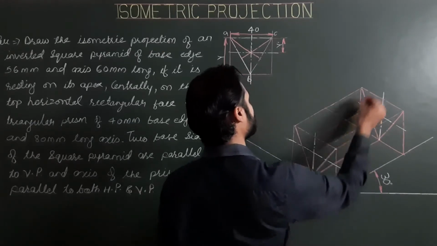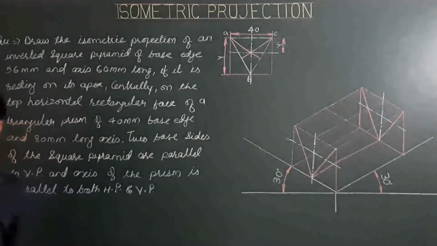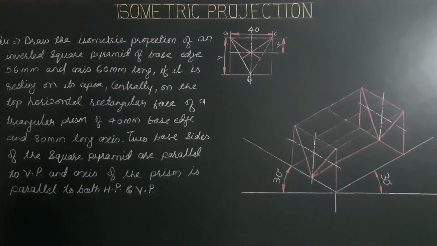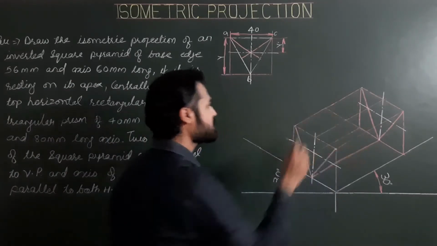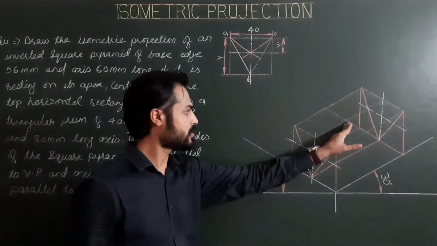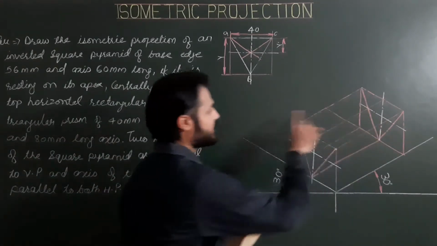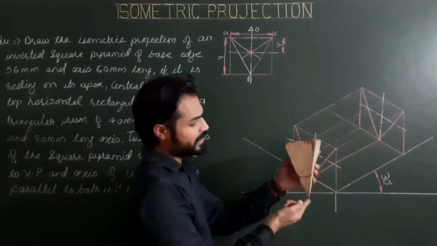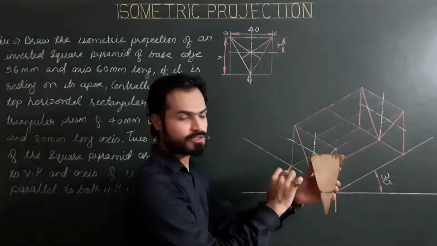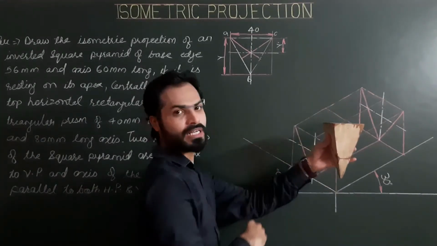This is the center of the rectangular face, and on this center, the apex of the second solid is resting. So we have to start projection work of the pyramid from this point. So we have the center of the top rectangular face of the triangular prism, and this point is the apex of the square pyramid also. So from this point we have to start projection work of the square pyramid.